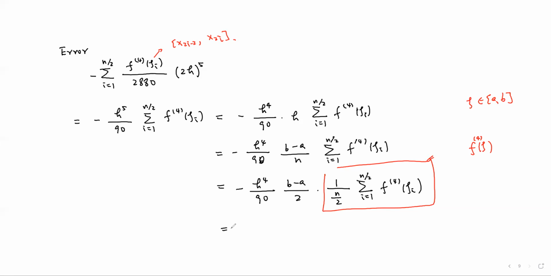So I can simplify the error. The error is h to the order 4 times b minus a times the fourth derivative of f evaluated at some point psi, where psi is in this closed interval. Yeah, this is the error for composite Simpson's rule. So composite Simpson's rule is an order 4 quadrature formula. This is all for today's class. Let me stop here.